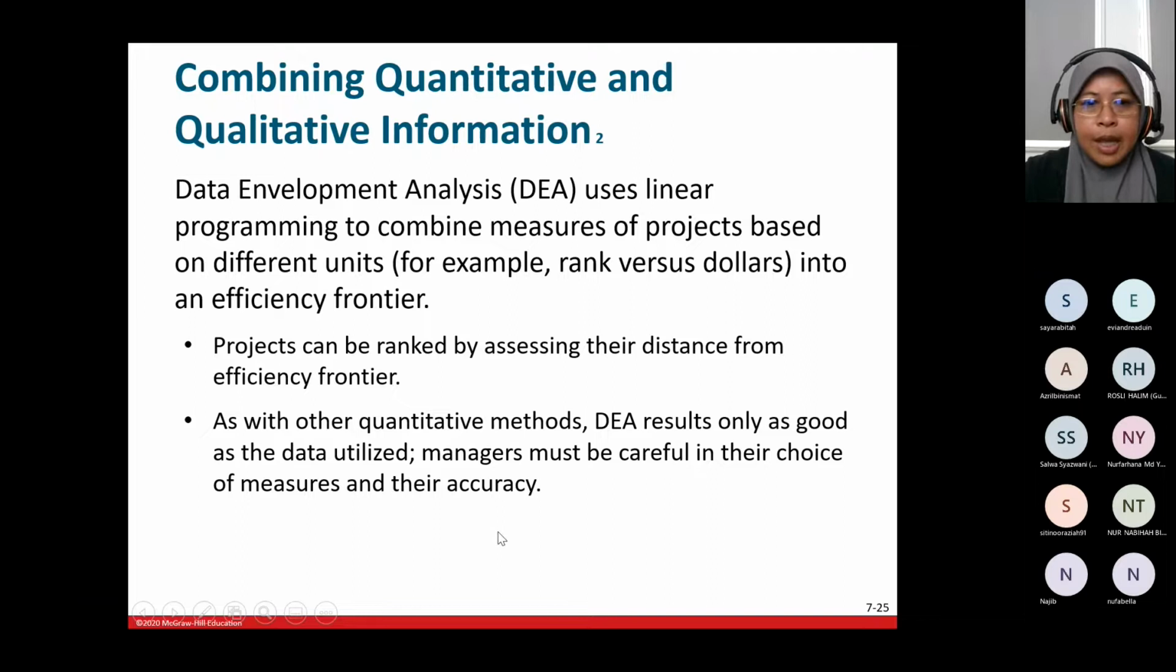So if we are discussing ranking the distance from the efficiency frontier, there are some measures, dimensions or factors that may affect it. That's why it says here, managers must be careful in choosing the measure. What they want, aligning the goals, vision and mission of the firm with what is going on in the industry, is very important. It's sometimes not restricted to only dollars and cents.